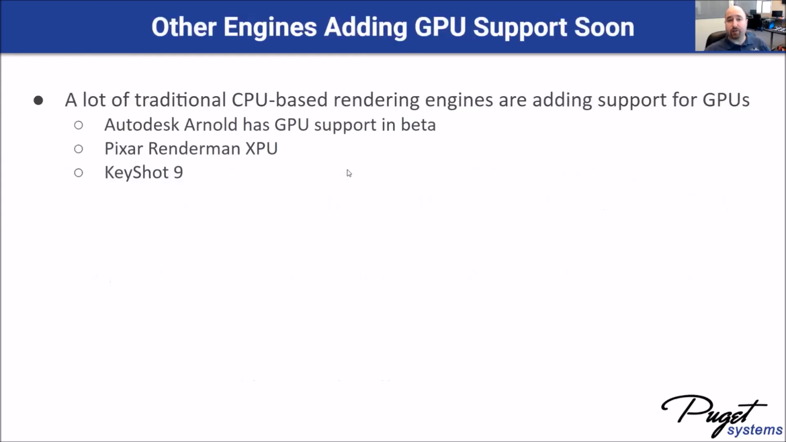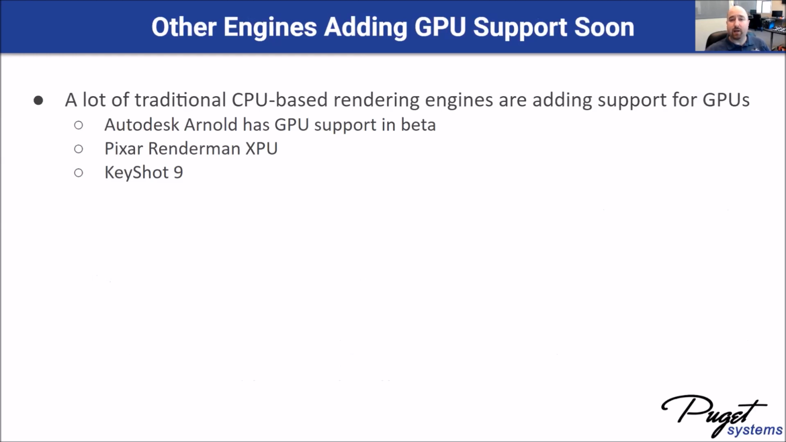And there are other engines. Like I said, those are kind of the three that we've done a lot of testing on here. But just in the last year or so, a lot of other engines have announced that they're adding GPU support, even ones that for years were staunchly CPU only. Autodesk Arnold is getting GPU support. It's actually in their current beta version. Pixar with their Renderman XPU is what they're calling the version that works on CPUs and GPUs.